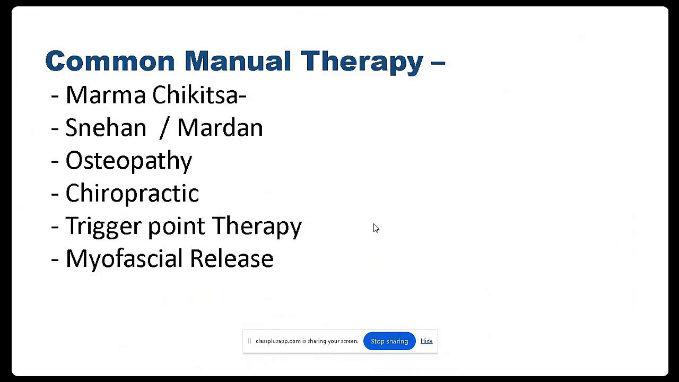So, which are the common manual therapies? The common manual therapies are Marma chikitsa, Snehan, Mardan, osteopathy, chiropractic, trigger point therapy, and myofascial release. We will go deep to understand how all these manual therapies work. Here, Marma chikitsa, all of you know.